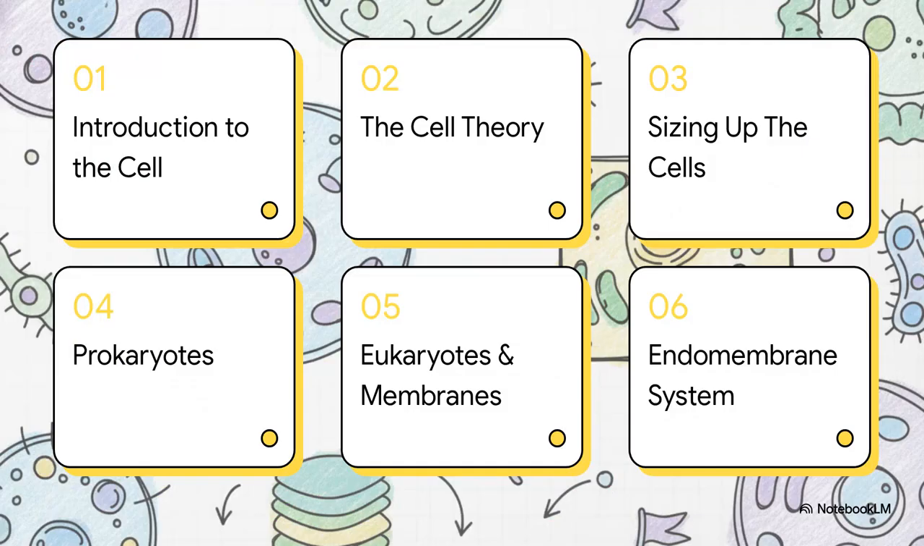Okay, let's dive into this. Here is our roadmap for the explainer. 1. Introduction to the cell. 2. The cell theory. 3. Sizing up the cells. 4. Prokaryotes, the simple cells. 5. Eukaryotes and cell membranes. And finally, number 6, the endomembrane system.